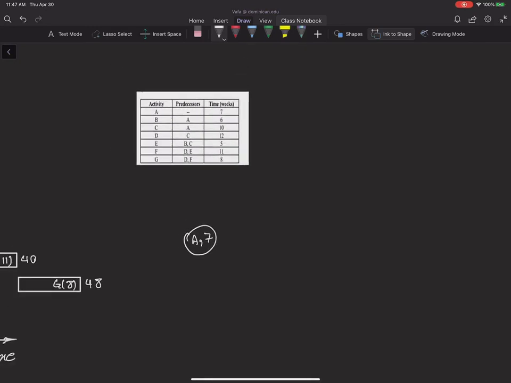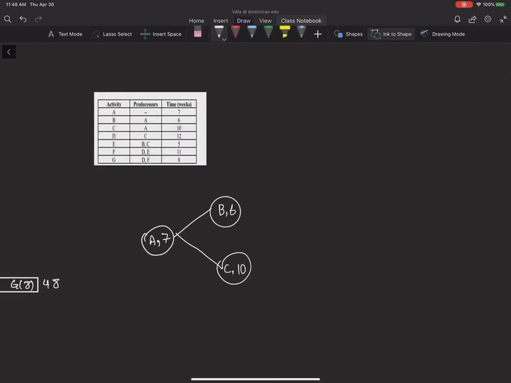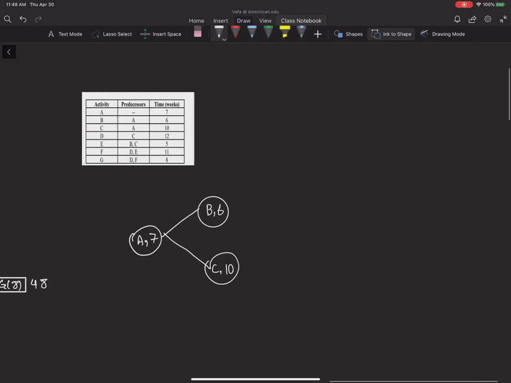and then after doing activity A, I can go ahead and do activity B and C. So this is activity B that takes 6 weeks, and this is activity C that takes 10 weeks to finish. And then after doing activity C, I can do activity D. So this is how I'm going to show activity D, and it takes 12 weeks to finish. And after doing activity B and C, I can do activity E. So this is B and C, and activity E, the duration here is 5.